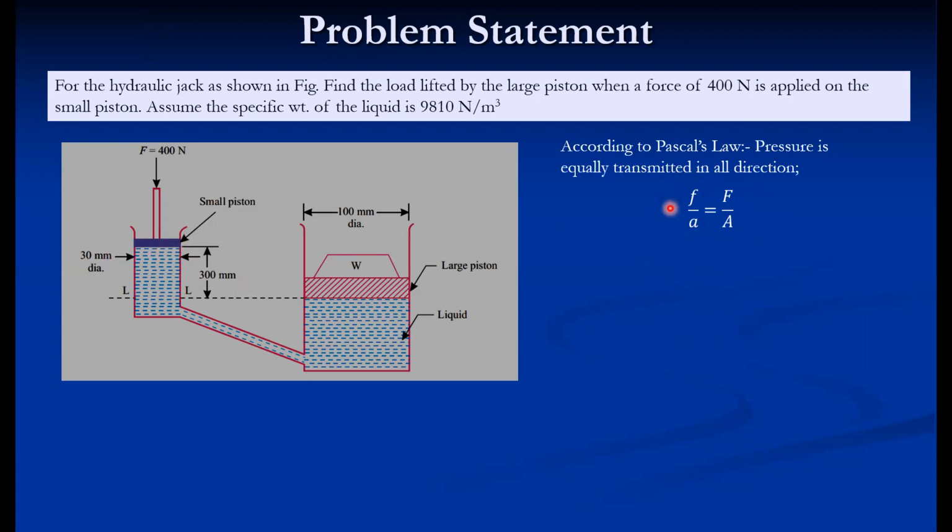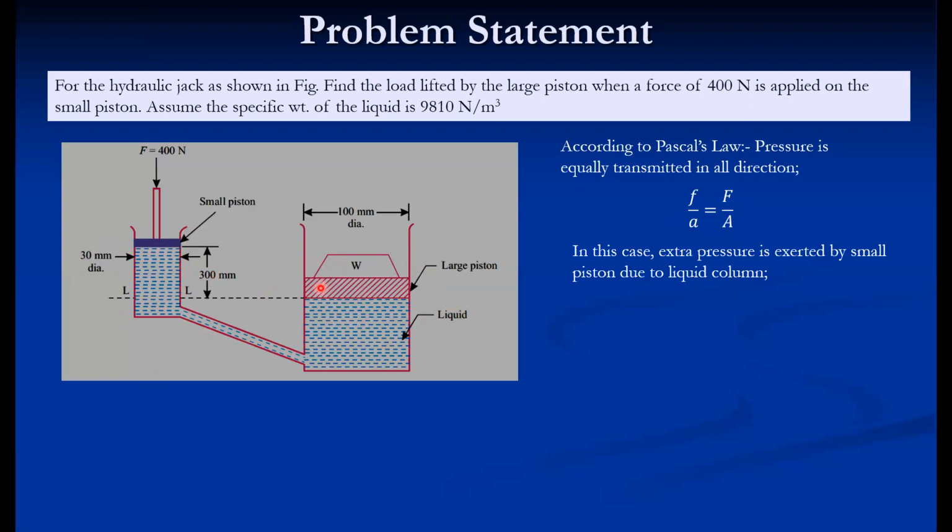The pressure applied on the small piston is force upon area. Small letters are used for the small piston, and capital letters for the large piston. So small f upon small a is the pressure, and that pressure is equally transmitted in all directions. That is the pressure acting at this particular point. In this case, extra pressure is exerted because of the liquid column. So this liquid column puts some extra pressure here, in addition to the applied pressure.